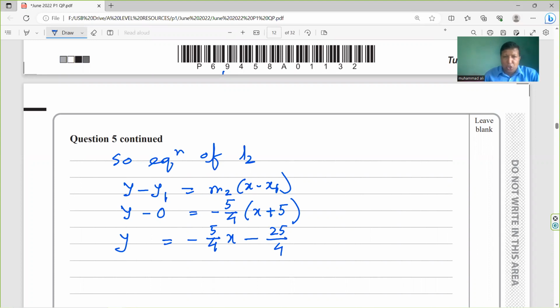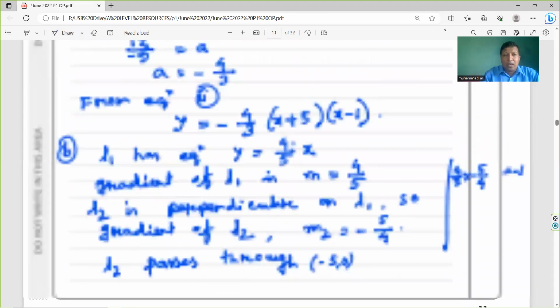So this is the equation of L2. Here m equals minus 5/4, that means the gradient is minus 5/4. And the y-intercept, that means c equals minus 25/4. Okay. Now the last one.